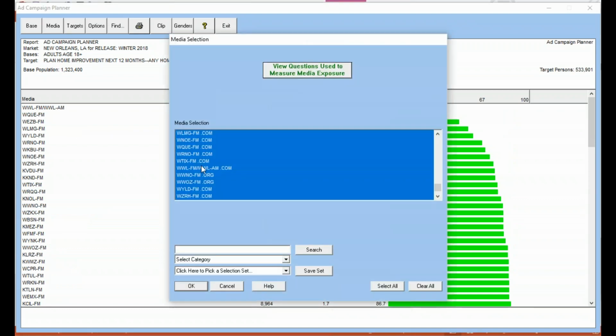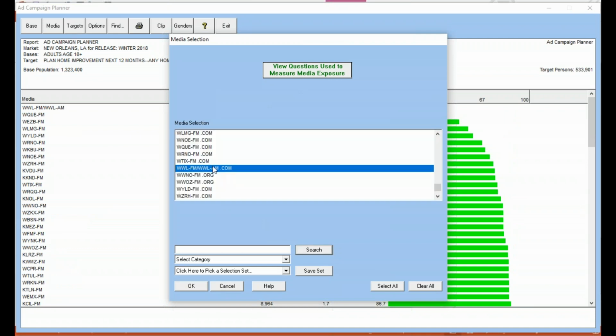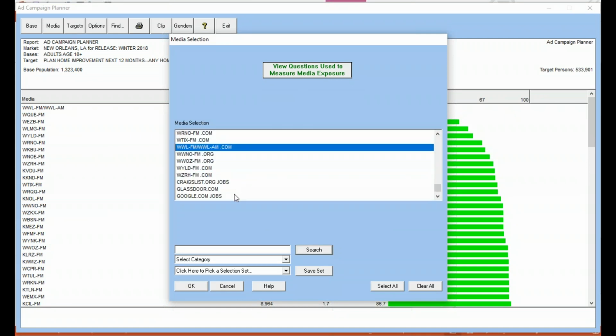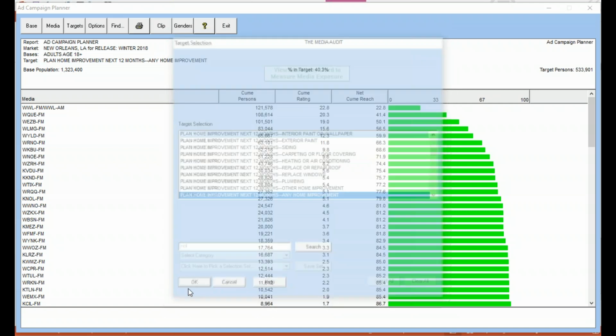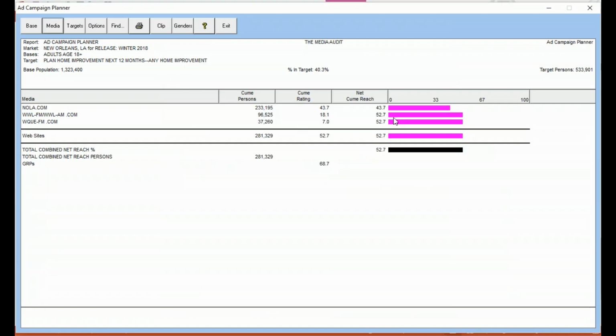Great. Let's clean the report up, right? We don't want everything selected here. So I'm going to click on this. That's something I wanted. QUE. There it is. Hold my control key down so I can grab that. Don't want to scroll through the whole list and make it hard for myself. So just a quick search for NOLA. I've got all three now. Hit OK.